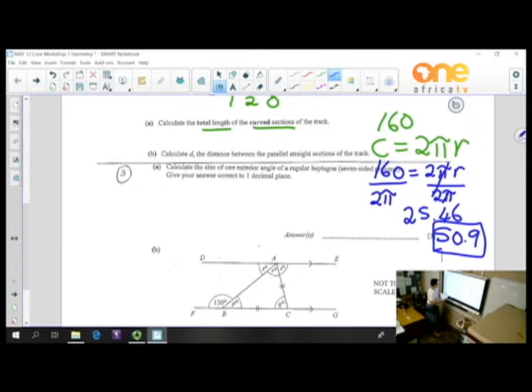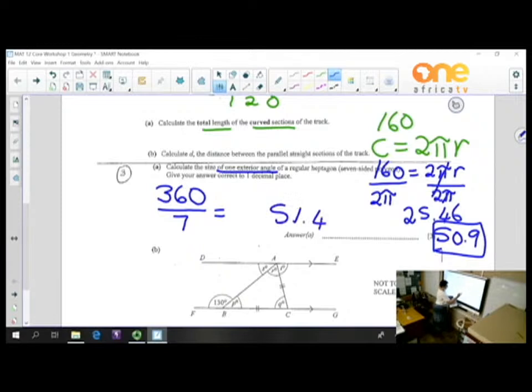Number 3. Calculate the size of one exterior angle of a heptagon, giving your answer to 1 decimal place. Now we know for all polygons, the exterior angles add up to 360 degrees. A heptagon is a 7-sided shape, so we just divide the exterior angles by 7, and it is then 360 divided by 7, and the answer is 51.4.